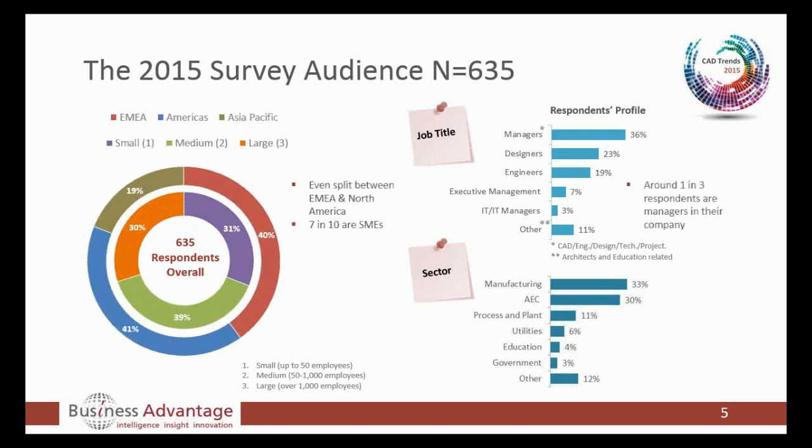So looking at the left-hand side of the screen with our 635 overall respondents, we can see that we've got pretty much an even split between those responding from EMEA and North America, while about 19% from APAC. And 7 out of 10 respondents come from SMEs or SMBs, small and medium-sized businesses or enterprises. We've defined that here as small being up to 50 employees and medium being 50 to 1,000. So the large companies are over 1,000 employees.